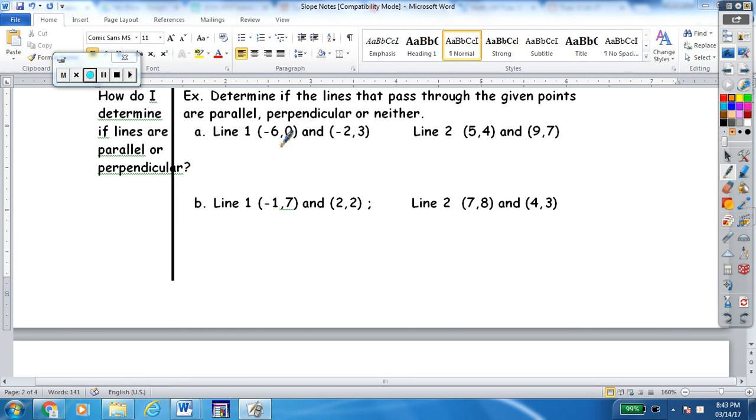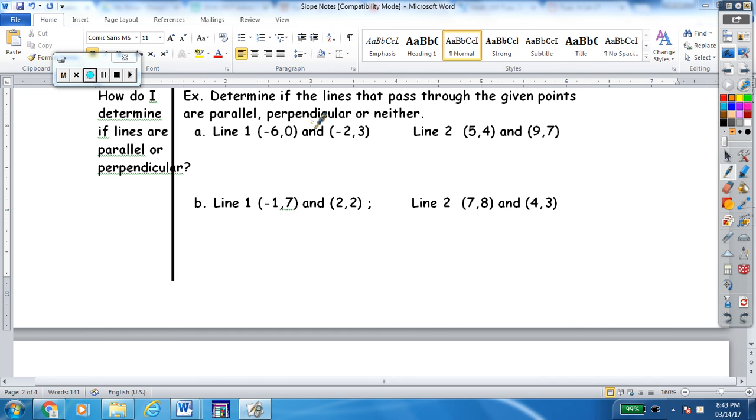So we're not going to graph them. That takes too long. Instead, what we're going to do is compare their slopes. We're going to find the slope of line 1, and we're going to find the slope of line 2, and if we get the same slope, we know they are parallel. If we get opposite reciprocals, then they're perpendicular. And if we don't get any of those situations, then we pick neither, because that means they're just 2 lines, but they're not special.